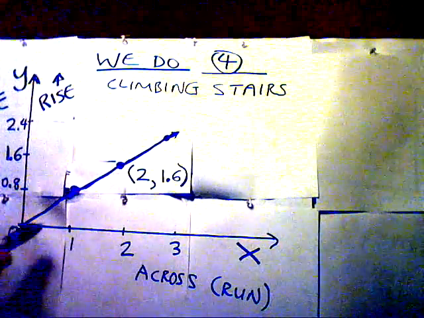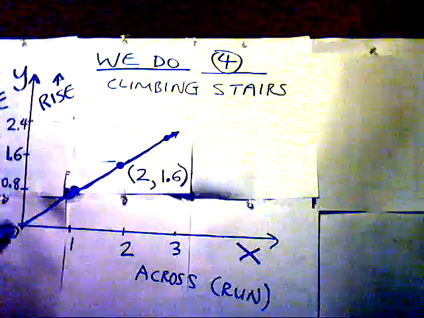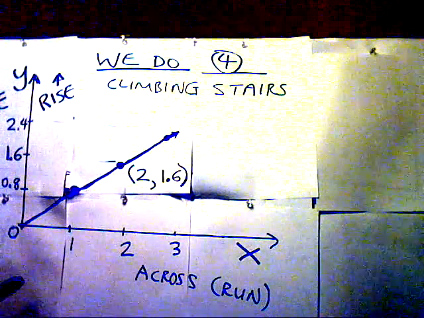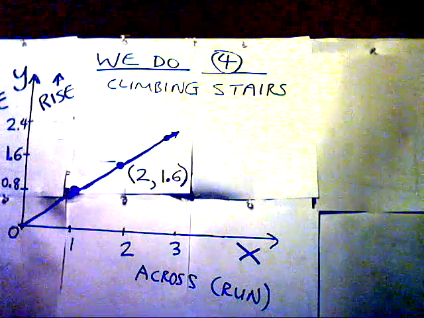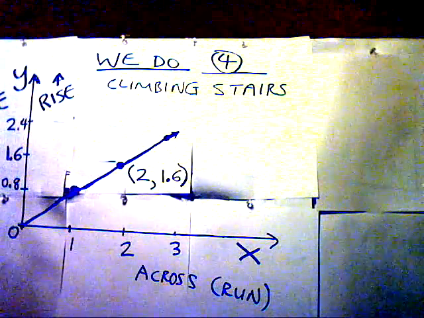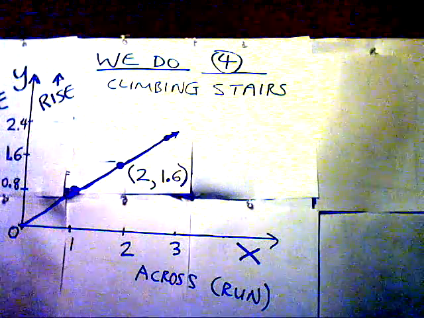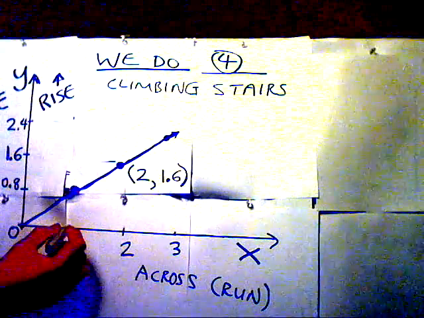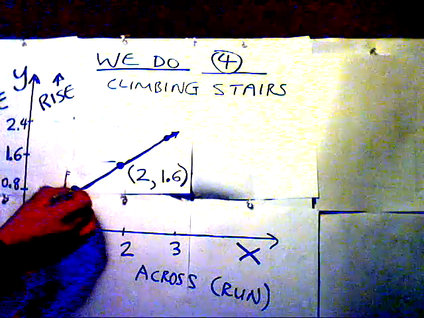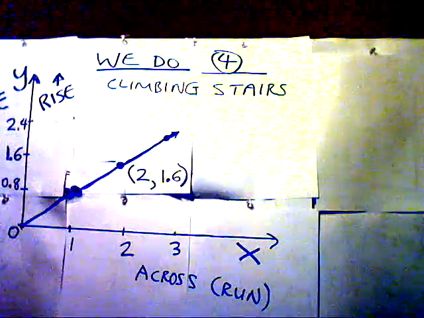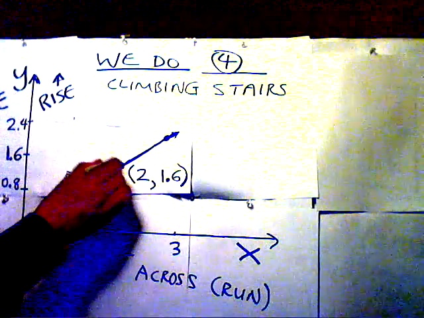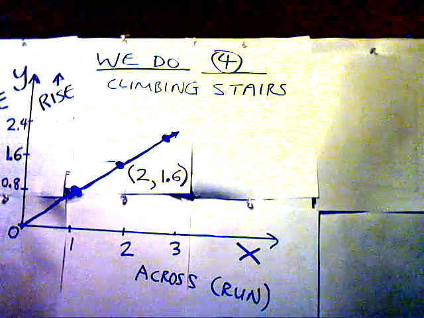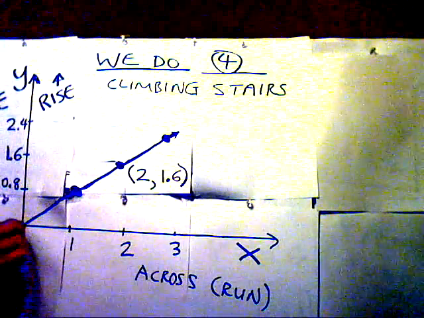Okay, so here's a graph illustrating the stairs situation that I just showed you a while ago, and we'll call this graph climbing stairs. So if I'm given this graph, I have many points on the graph. For instance, I have this point right here, I have another point right here, and I have another point right here.